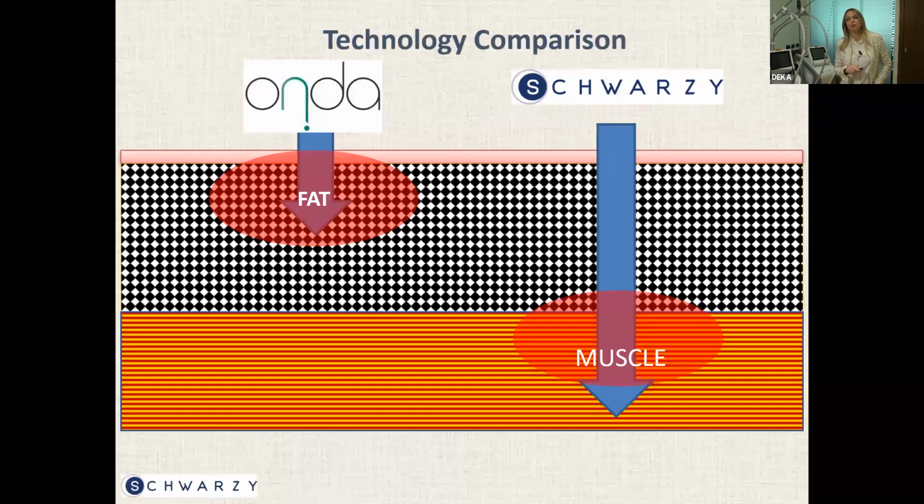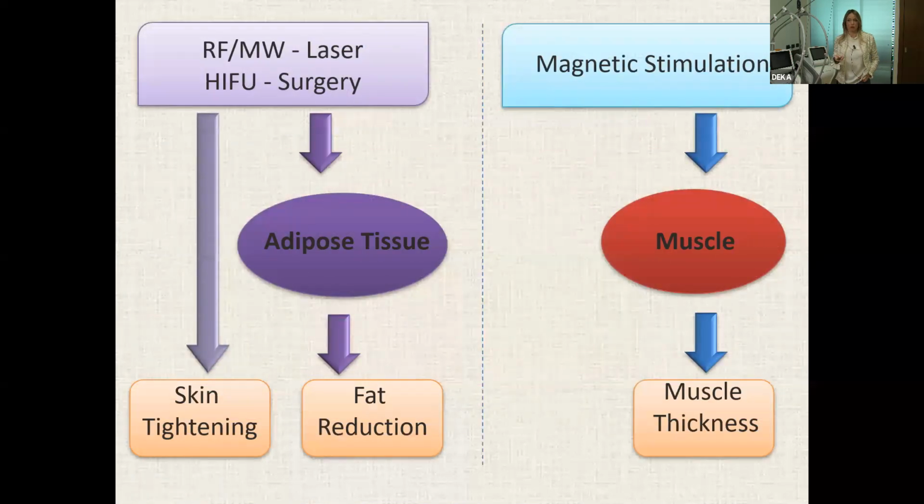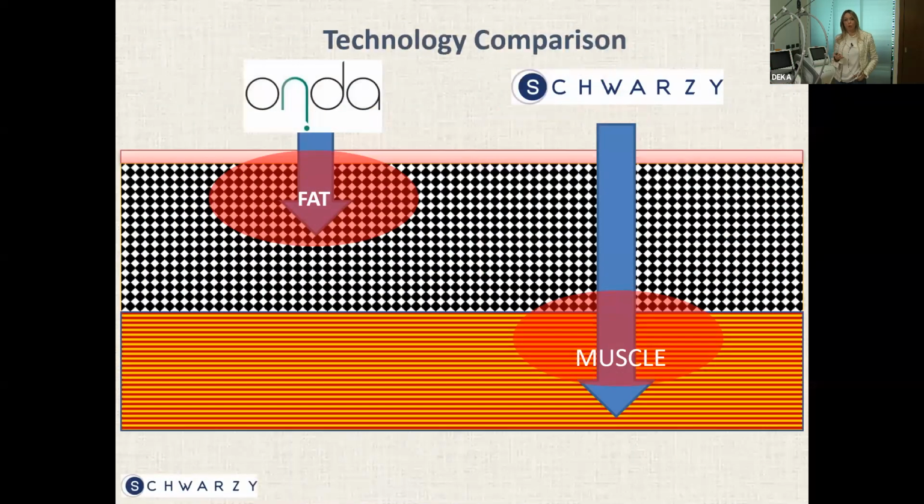And the last comparison is Onda versus Schwarzi. Not versus, because I normally combine the two devices together. Why? Because with Onda, we can treat fat reduction, cellulite, loose skin, but we cannot achieve good results for muscles because we don't touch the muscle layer. For this reason, I combine the treatment with Schwarzi, with this other machine that I have here in our clinic.